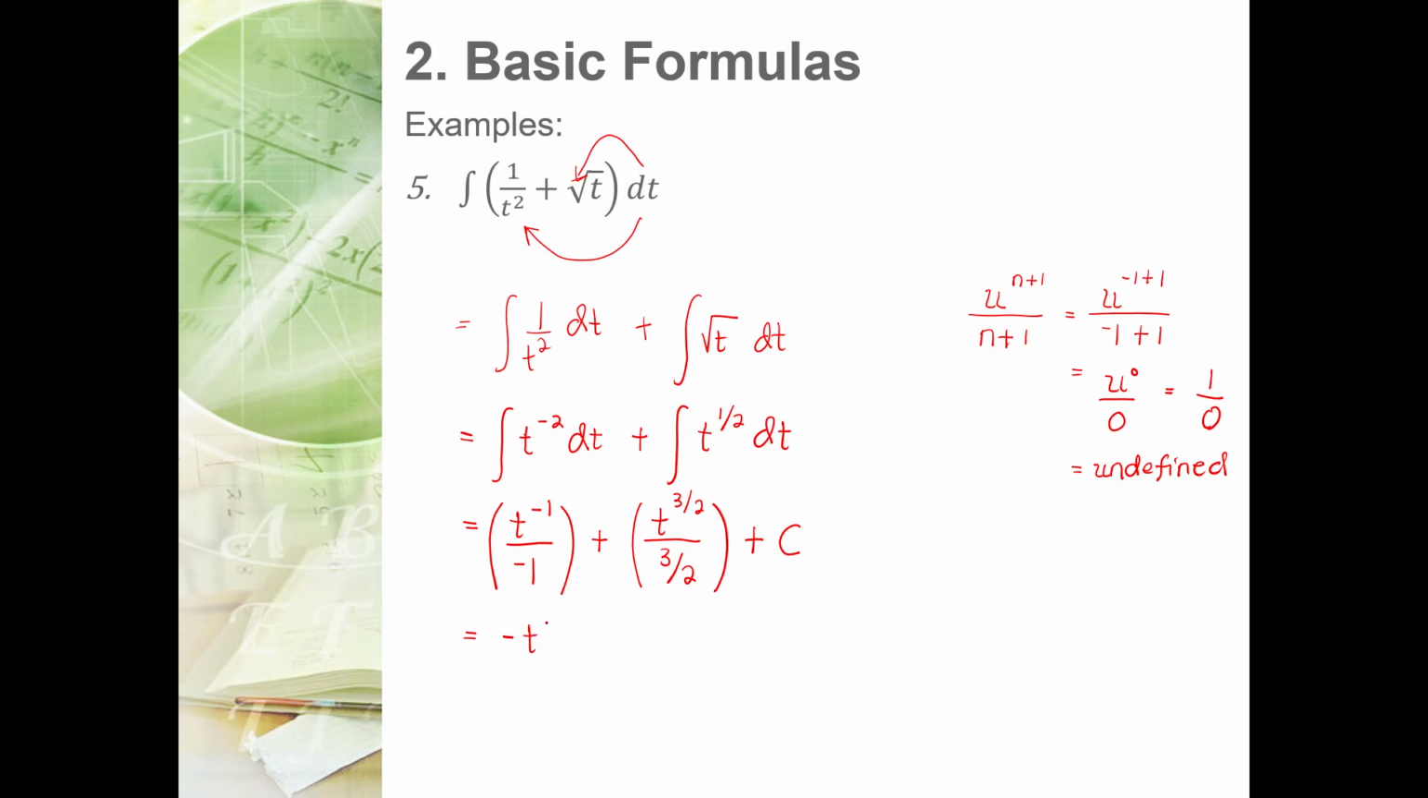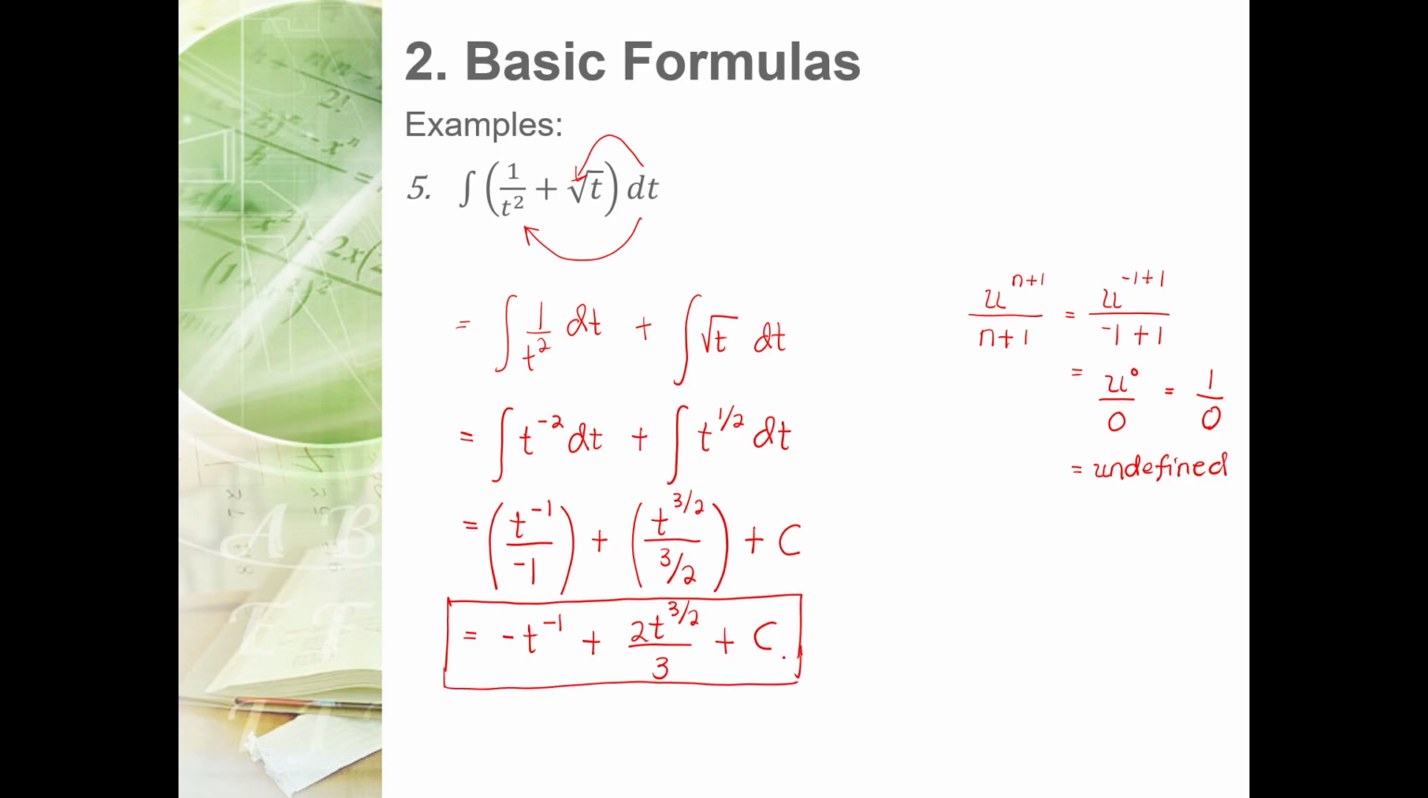So again, if you try to review your fractions, you can simplify things much faster. So t to the power of negative 1 plus 2t to the power of 3 halves all over 3 plus c. So usually this answer is already correct.